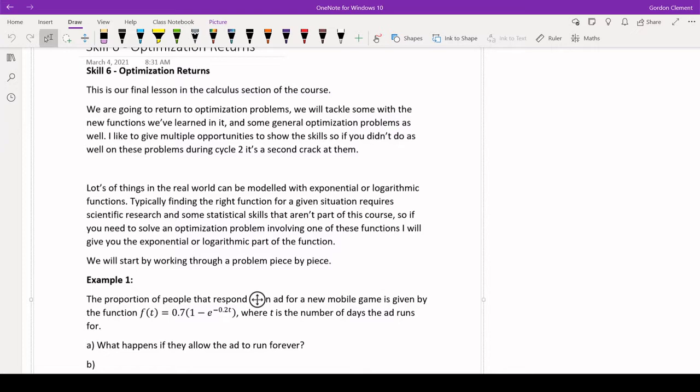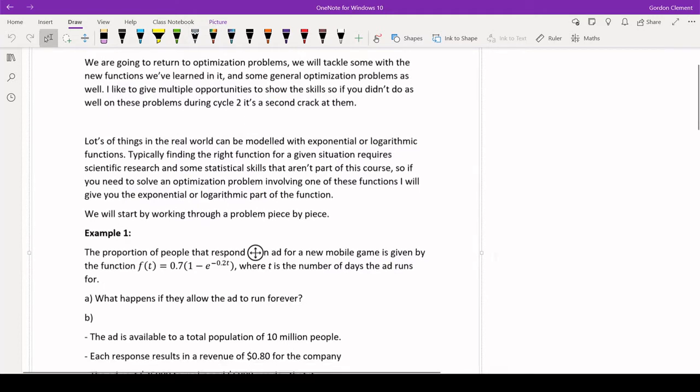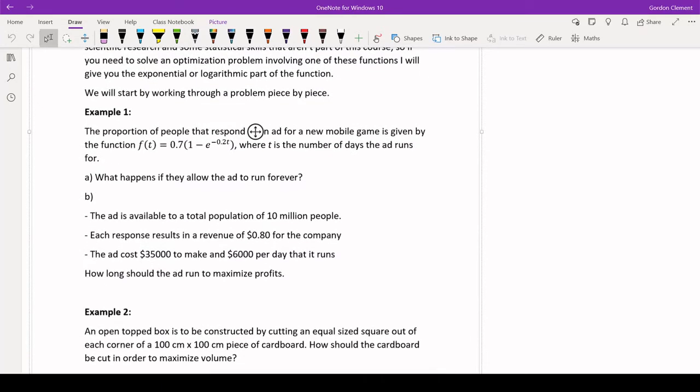Okay, we're going to return to optimization problems. We're going to take on one in this lesson where we have an exponential or a logarithmic thing involved. You'll never have to make an equation. I'll never give you a situation where you have to come up with the exponential or logarithmic function. That usually requires some sort of scientific research or statistical skills that aren't really part of this course. But somebody figures out this is a good model for this situation, and then we'll use that model to use the calculus and get the max or min.